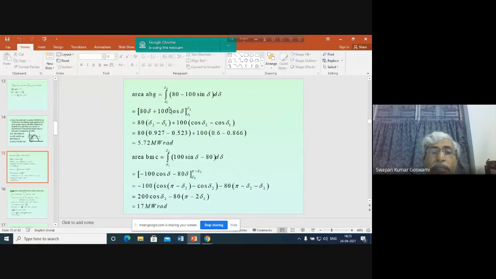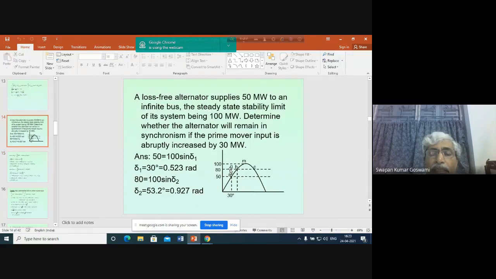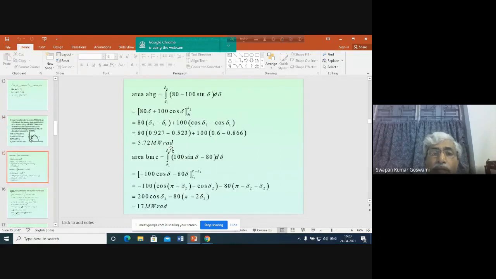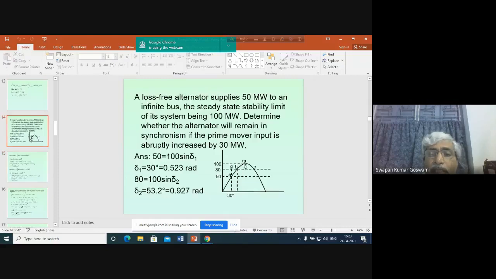It will be from delta 1 to delta 2. You know the values of delta 1 and delta 2. Put in the values, integrate, and you will get 5.72 megawatt radian. That means this area is 5.72 megawatt radian. Now you calculate where the same area will be obtained here.